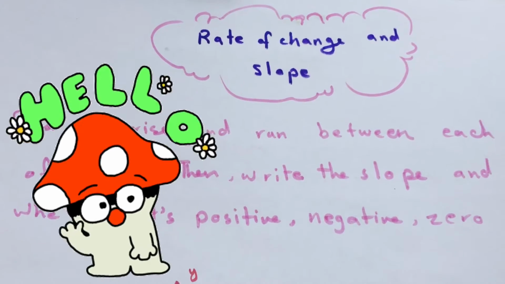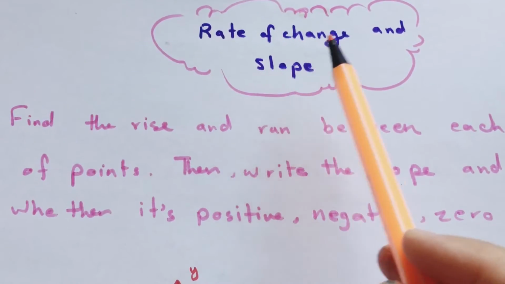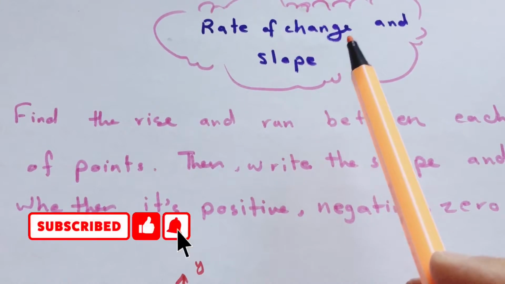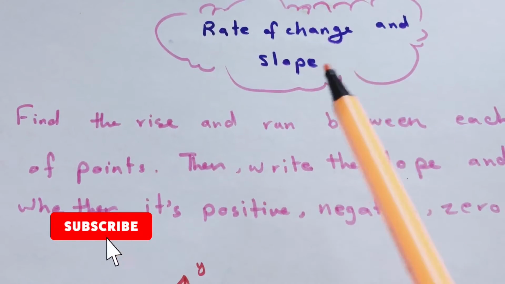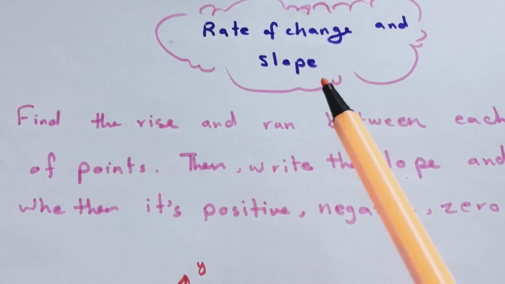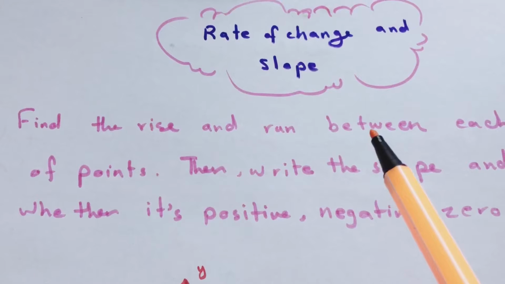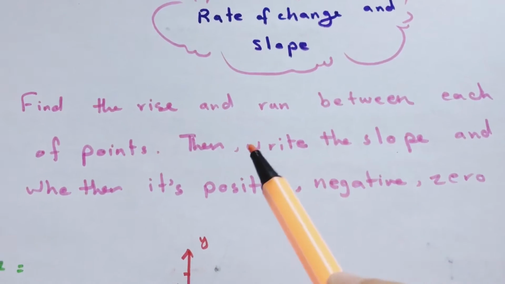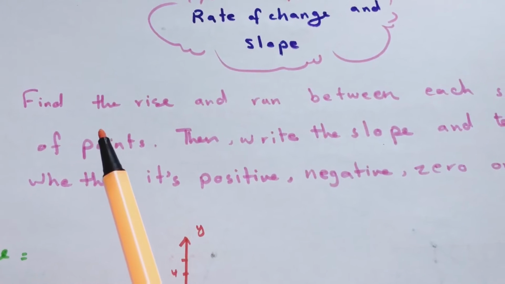In this lesson, I'm going to explain for you rate of change and slope. Rate of change and slope, most of the students confuse between them. They're actually the same thing. While I'm explaining the questions, I'm going to explain more about the slope and how to find it. So let's start with the first question.